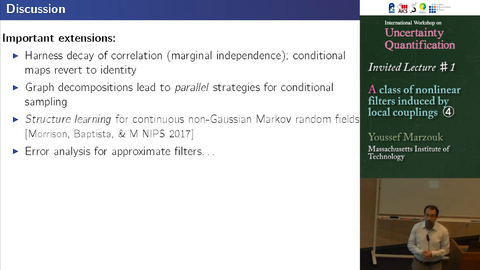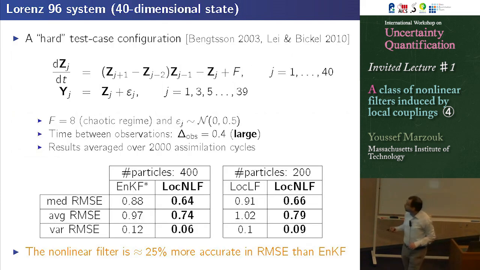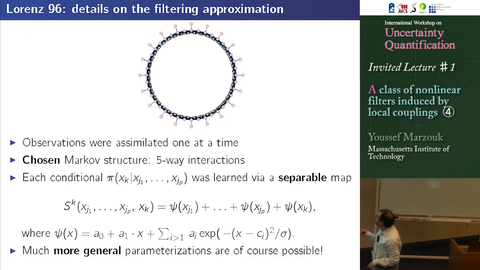So just to go back to the Lorenz example. For this problem, the states live in a circle, and the sparsity of the graph that we impose is basically in this figure. Each node is connected to 2 neighbors on either side, so essentially 5-way interactions. And that's just totally something that we imposed.